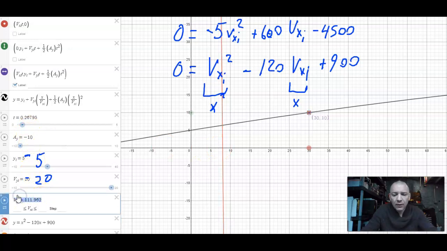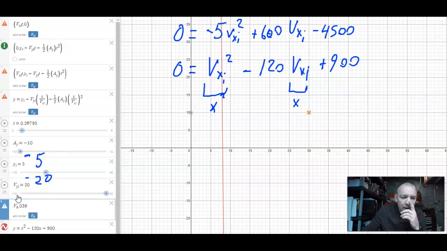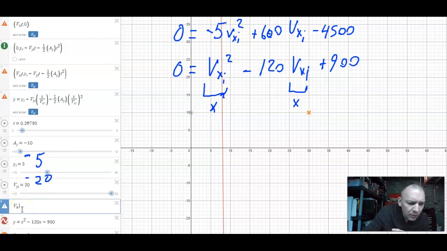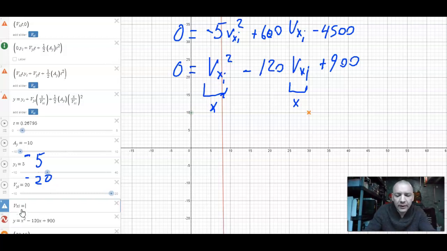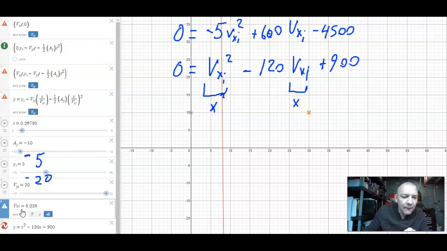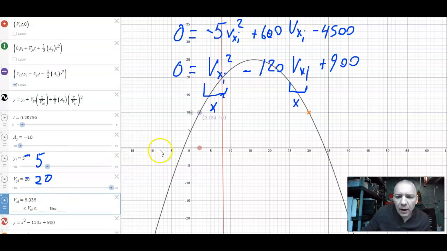I'll put that in here, 8.038. Let's see how close we, oops. VXI equals 8.038. All right, so that matches up here, 8.038, 8.038. And then I didn't do the subscripts right. Got to do the underscore XI. There we go. All right, so we got our parabola back.